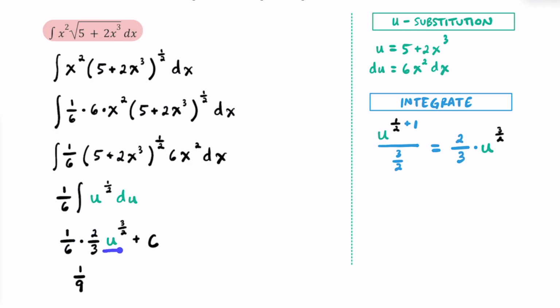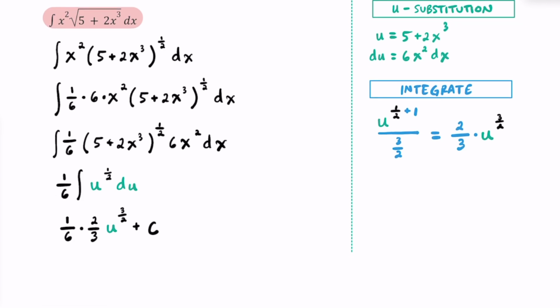Then we can swap out our u back for this 5 plus 2x to the third power. So let's multiply that by the quantity of this 5 plus 2x to the third power. Let's put that in a hug here, and then we have that raised to the 3/2 power. And of course we have plus c. All right, so we're almost there here. Let's clean this up just a little bit.